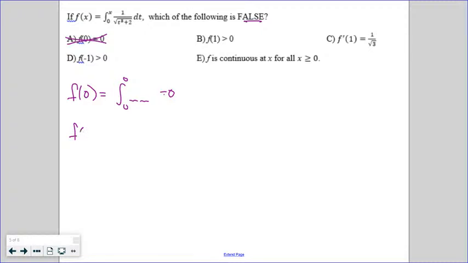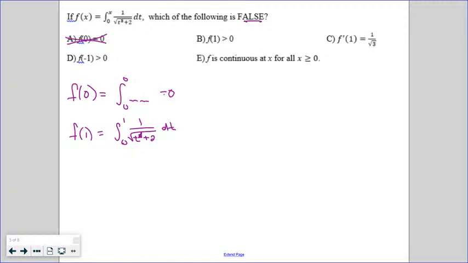f of 1 equals the integral from 0 to 1 of 1 over the square root of t cubed plus 2 dt. Okay, now this one's a little tricky, especially if I don't have a calculator. It's a t cubed.